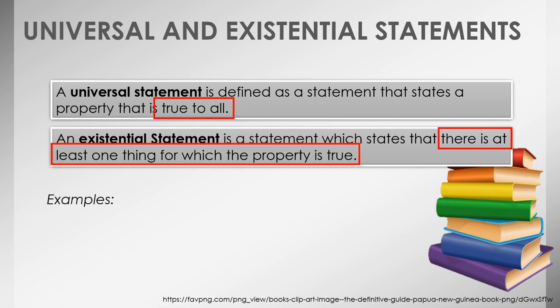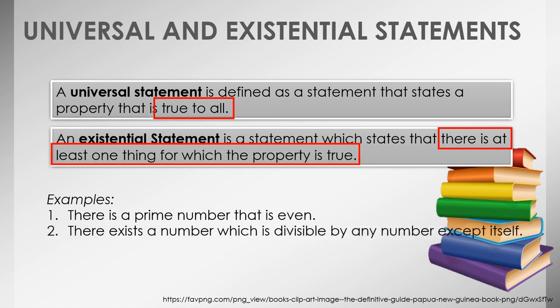For instance, there is a prime number that is even. This is an existential statement since we know that the property where a number is prime at the same time even only applies or is true when a number is 2. In short, the property applies to some number, in this case the number 2, but not to all numbers.